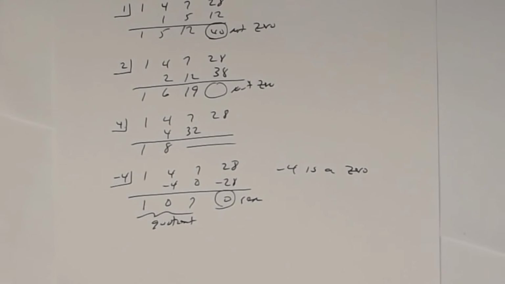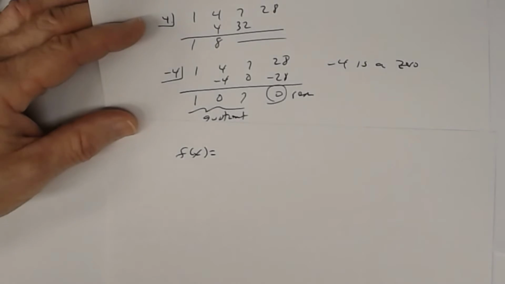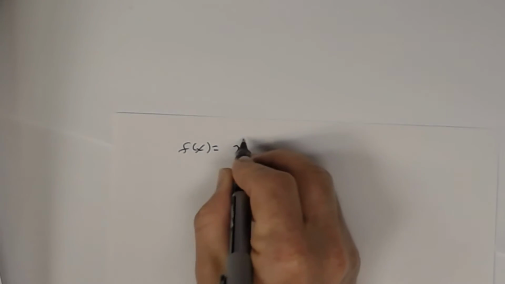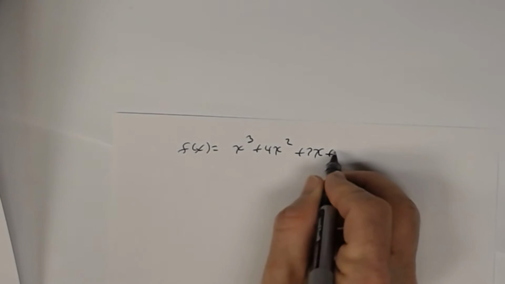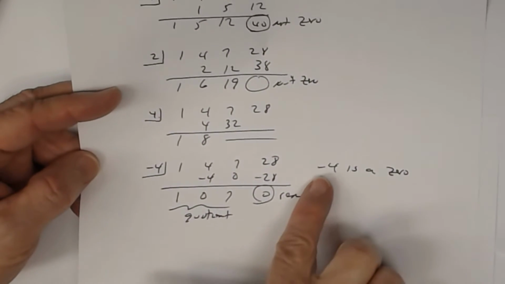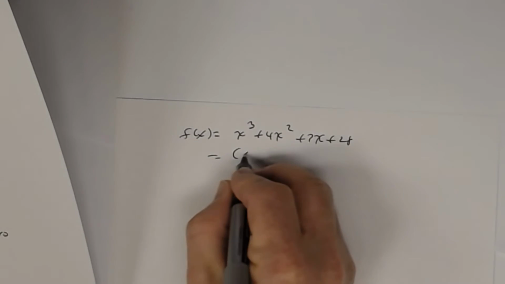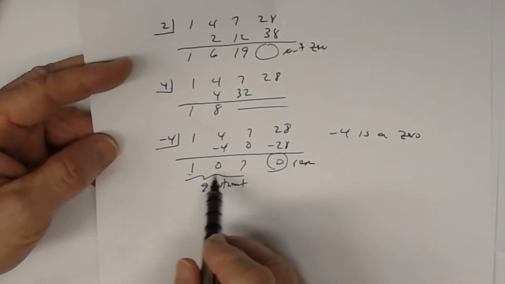All right. So on the next page, I'm going to use a different page. So according to this, then f of x, remember f of x is this. I'm going to go ahead and rewrite this over. So it's x cubed plus 4x squared plus 7x plus 28. I can factor that. See, if negative 4 is a 0, then remember x plus 4 is a factor times the quotient. And so this is a quotient.